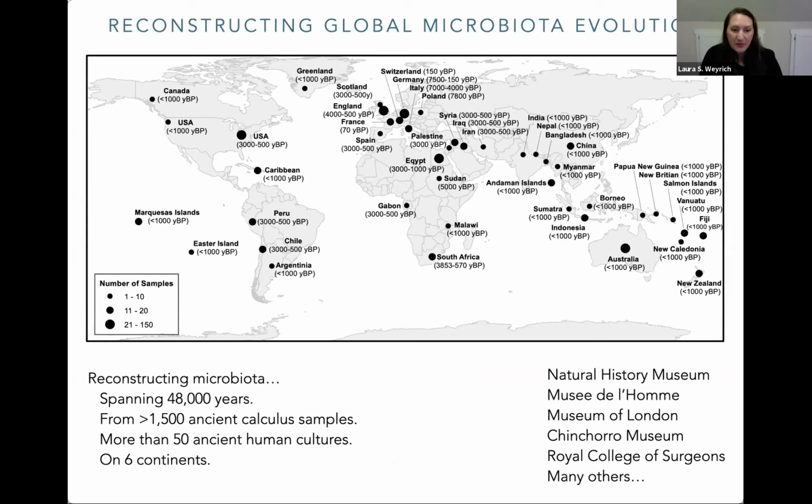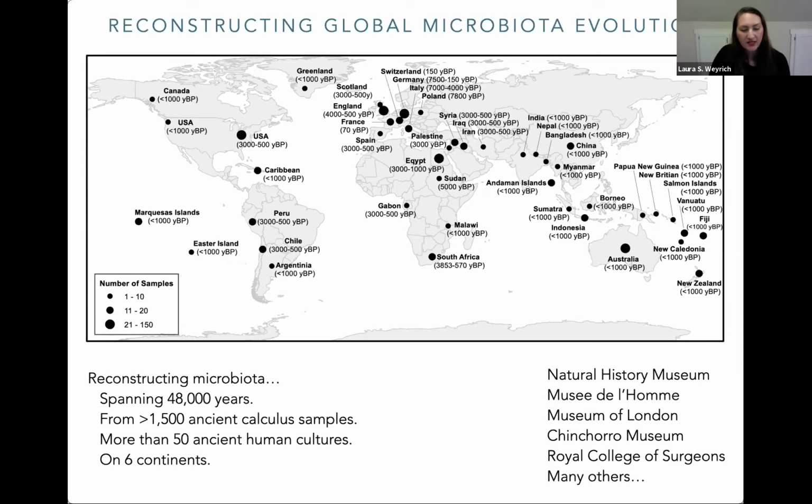So we can ask really deep evolutionary questions about how microbes have come to be in humans on this planet, but we can also ask questions that are relevant to local people. For example, what were my ancestors' microbes and what does that tell us about the periodontal disease, for example, that I might have today?